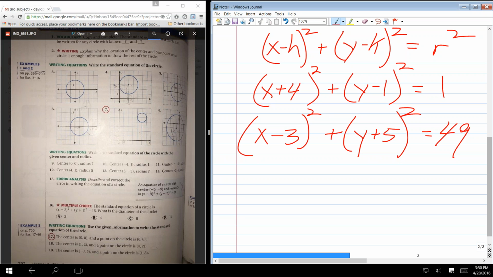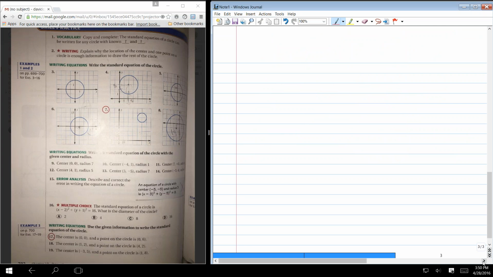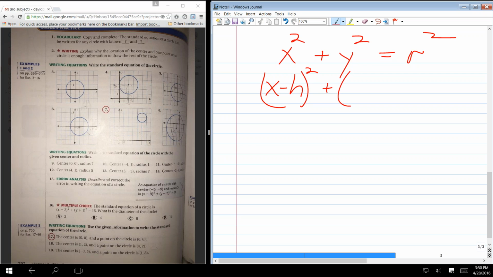Okay, number 17 starts getting a little bit more difficult, but you still have your standard equation. Now, they do give you two different standards. One is a standard equation where the circle is at the origin, and then they just give it to you like this. And the other standard is when the circle is not at the origin, and that's when it looks like this. So anything at the origin, you can use the top one. But the key to all of these is that. So let's look at 17.